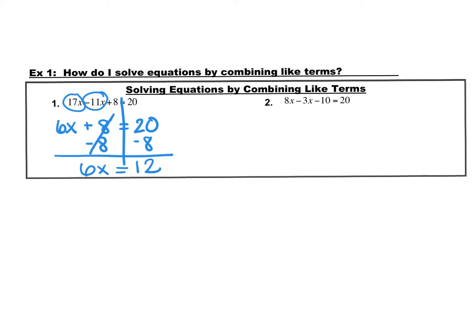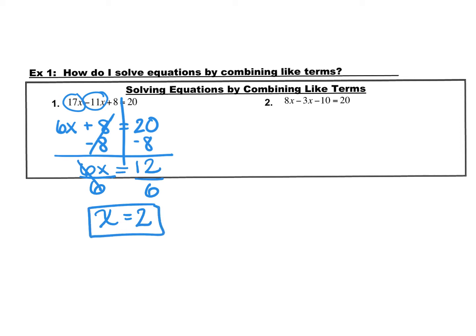All right, so now I just want 1x, so I need to divide. I can also look at this as, what is that 6 doing to that variable? It's multiplying. And remember, because we're undoing to isolate the variable, we're going to then divide. And x is going to be equal to 2.